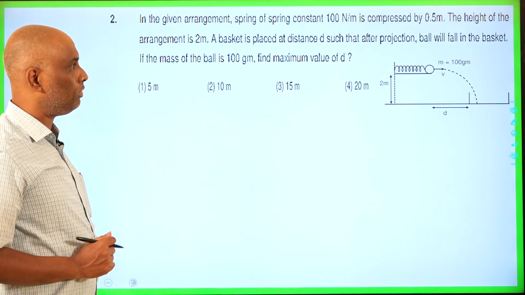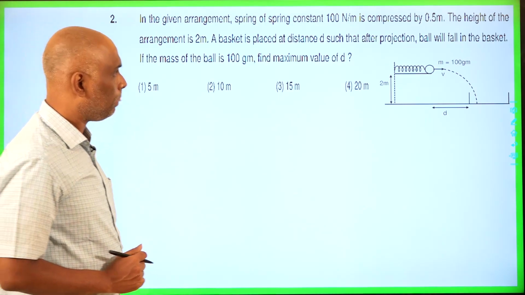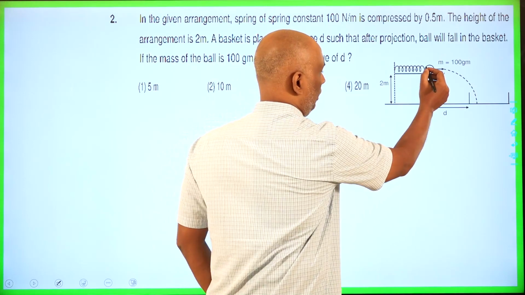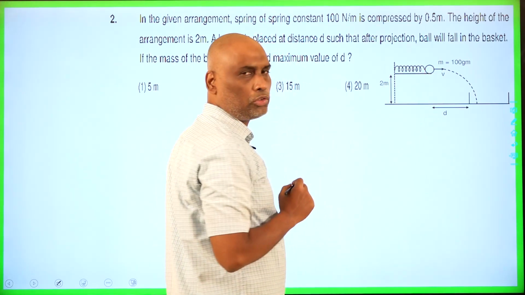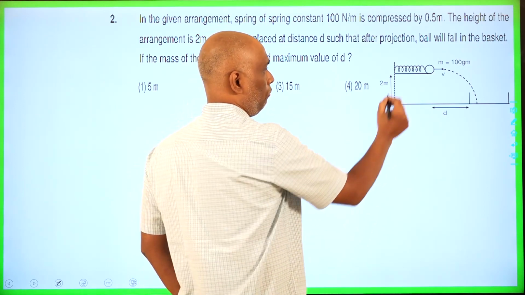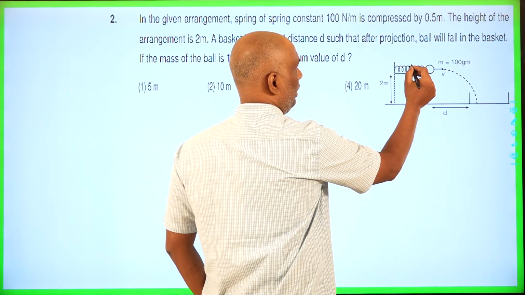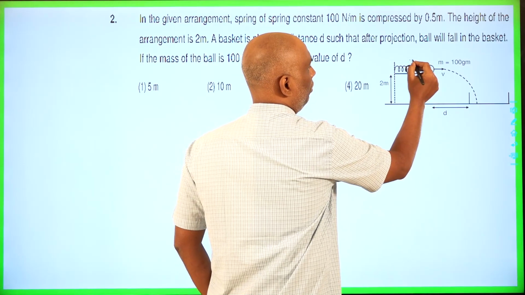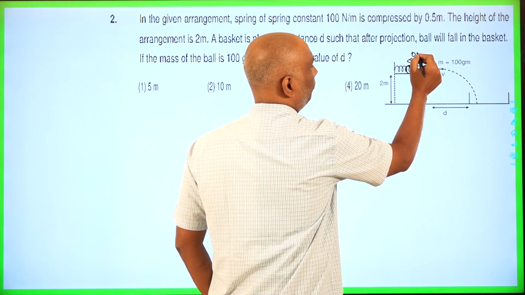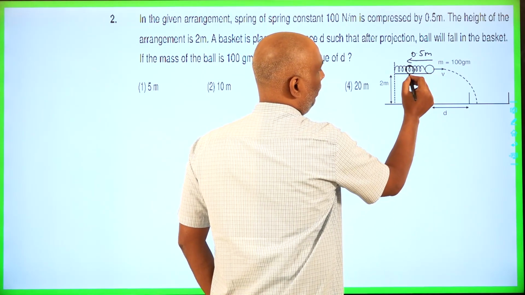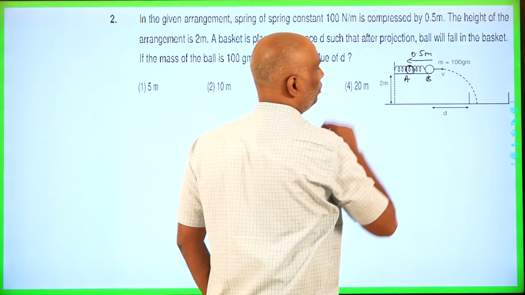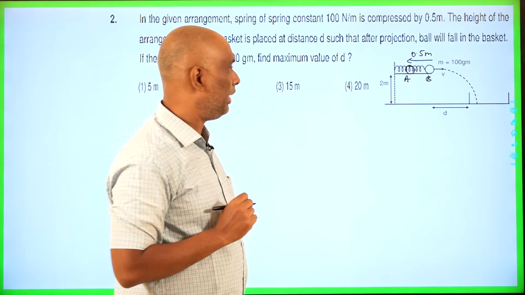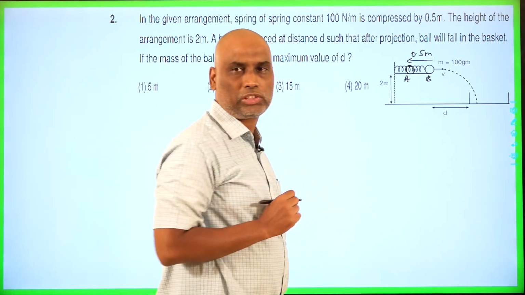So, you are asked to find the value of d. Here the particle is projected because of the compression that is produced in the spring. Whenever this spring is compressed, the compression given is equal to 0.5 meter. When the body is released from this initial position A and goes to the position B, it will be projected from a certain height. The height is given as 2 meters.